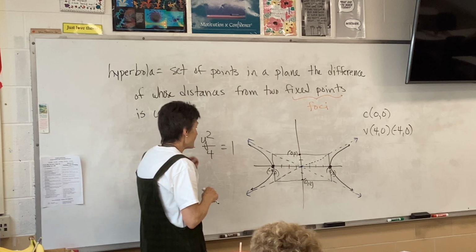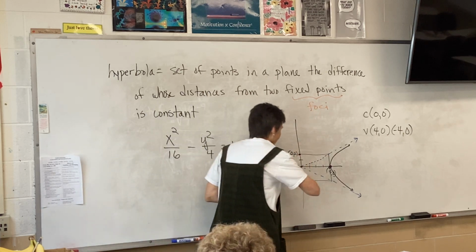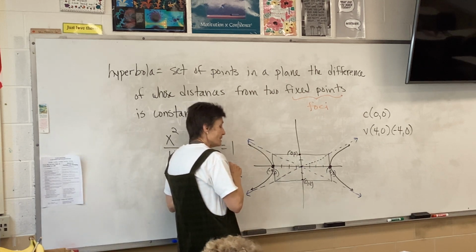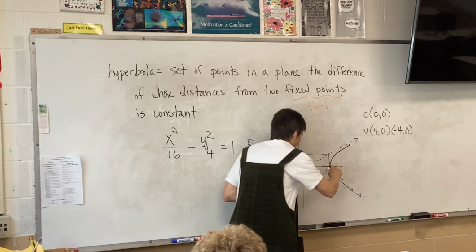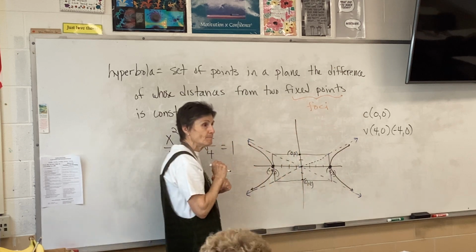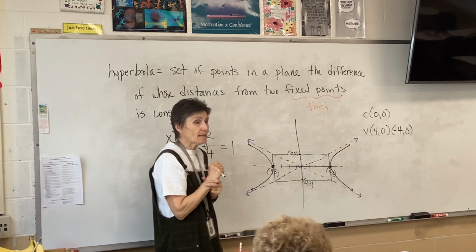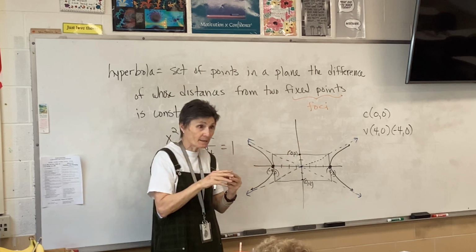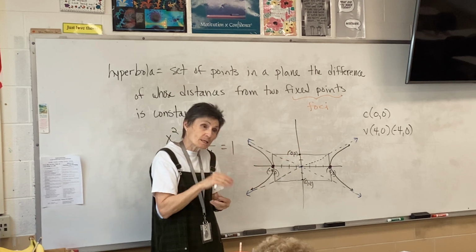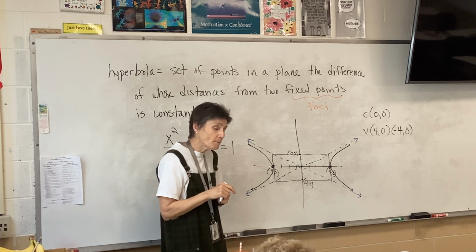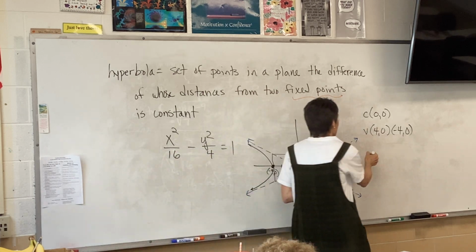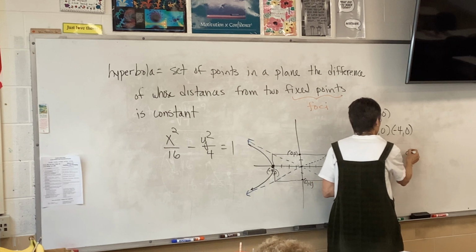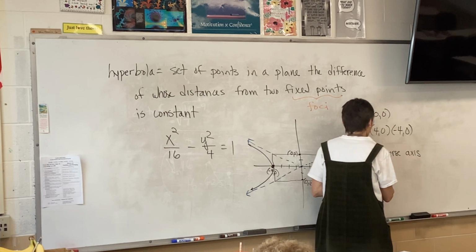Okay, now when you built this box, this rectangle, it is longer this way than it is this way, agreed? In ellipse vocabulary, that is called major and minor. In hyperbola vocabulary, it is called transverse and conjugate.